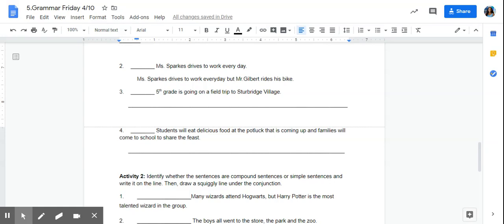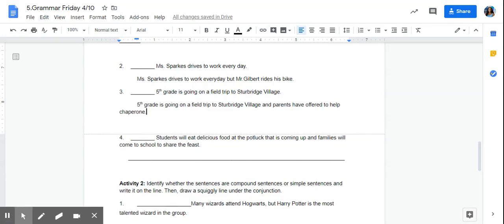Fifth grade is going on a field trip to Sturbridge Village. Now, to create the sentence so that it is a compound sentence, I'm going to add a related idea that has its own subject and predicate. So this is an example of something you could have come up with. Fifth grade is going on a field trip to Sturbridge Village, and parents have offered to help chaperone.